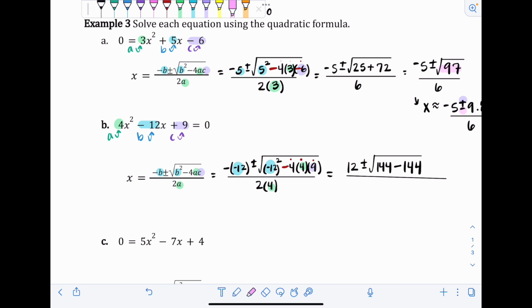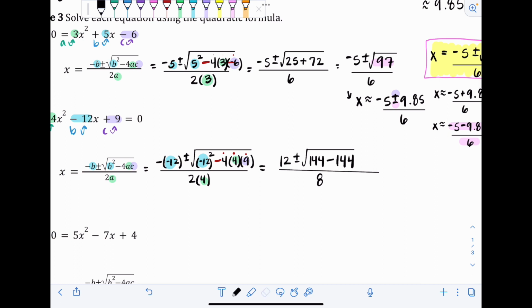And then all over 2a, we can go ahead and multiply those two together. 2 times 4 is 8. And then now we can keep simplifying the inside of the radical. I'm going to shorten this line a little bit. So I have 12 plus or minus the square root of 144 minus 144 is 0. So I have a 0 inside the radical over 8.